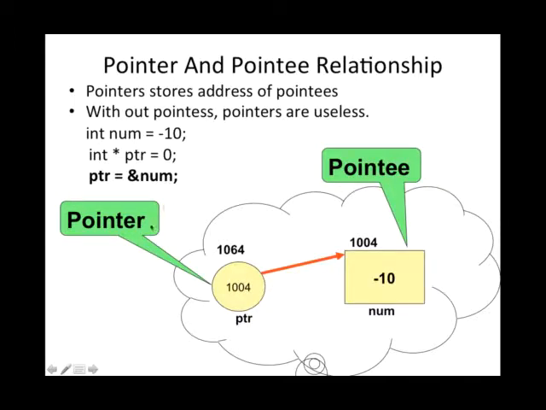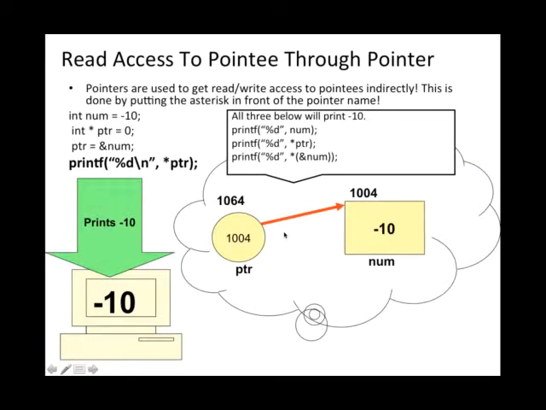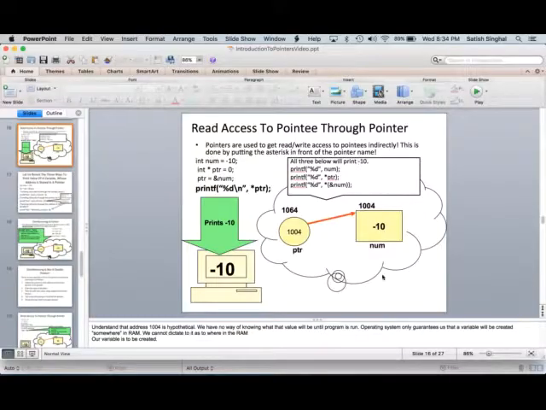One more time. Pointer, pointee, pointer stores address of the pointee. Without pointees, pointers are useless. They have no purpose whatsoever. So we can have read access to num through the pointer, and all three of these will print -10. We showed in Xcode this one and this one. Now we're going to show you this. Okay, let's go back to Xcode.